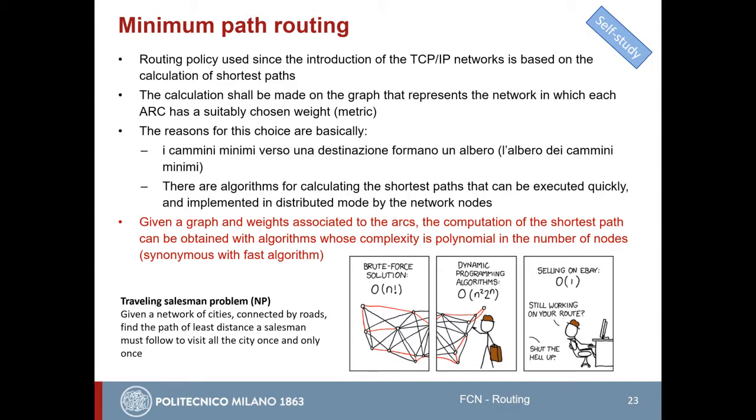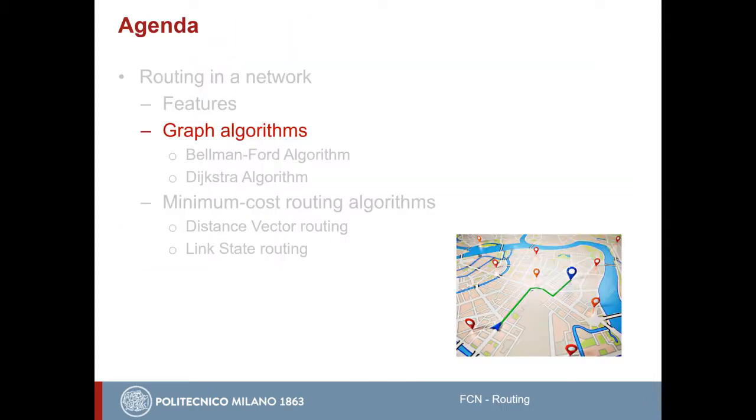So if you have a centralized router, a centralized controller, and you want to optimize all the paths, then it will take a lot of time. But in case of a distributed algorithm, since you are optimizing a single path at a time, this is a polynomial problem. Okay? So you can then read the story of the salesman.